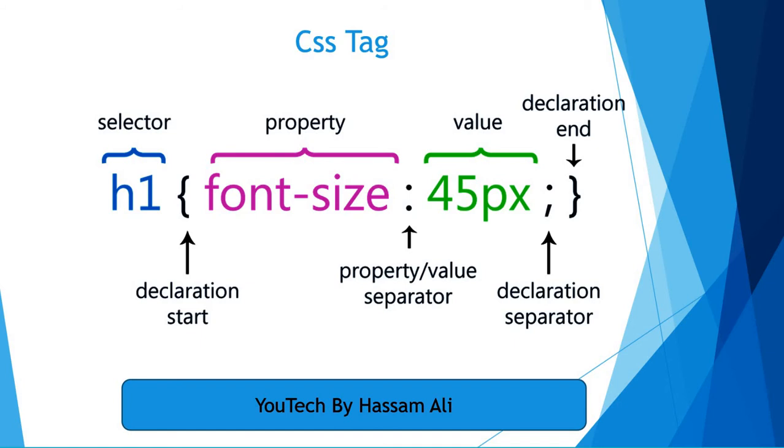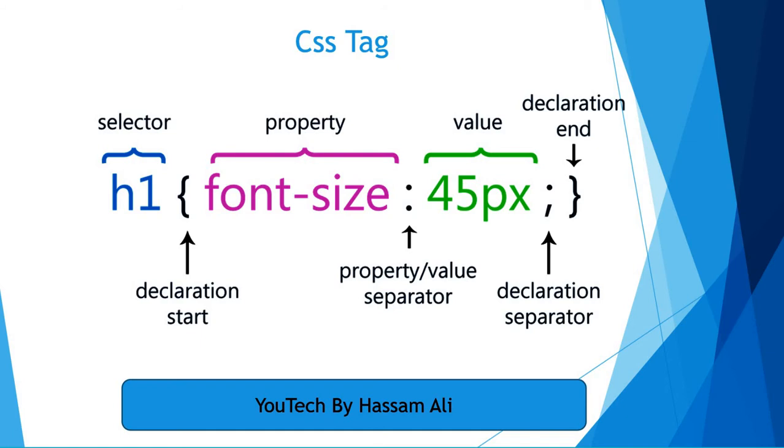After that comes the declaration separator. If you want to add multiple properties, you can use the declaration separator. You end your value with the declaration separator. And after the declaration separator, remember you have started a declaration start. So in the end there is a declaration end, and always there will be a declaration start and declaration end. Between them you put a property and value, so experiment with them and practice it.